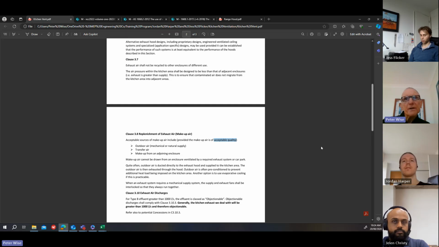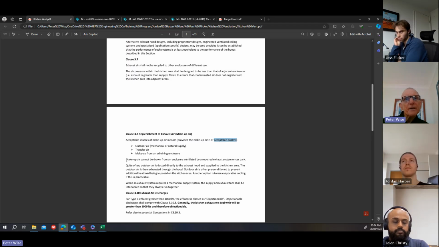You might need filtration. Sometimes you might be in a dusty area, so you need to filter the dust out of the air as it's coming in. But other acceptable areas, if you're in a hotel, say, where you've got a cooking area and you've got a restaurant around it, transfer air from the restaurant should be quite acceptable, because the restaurant area would be air conditioned, or other adjacent enclosure.